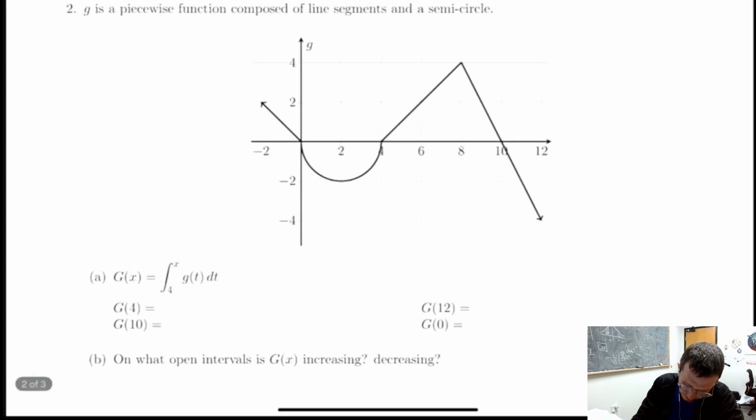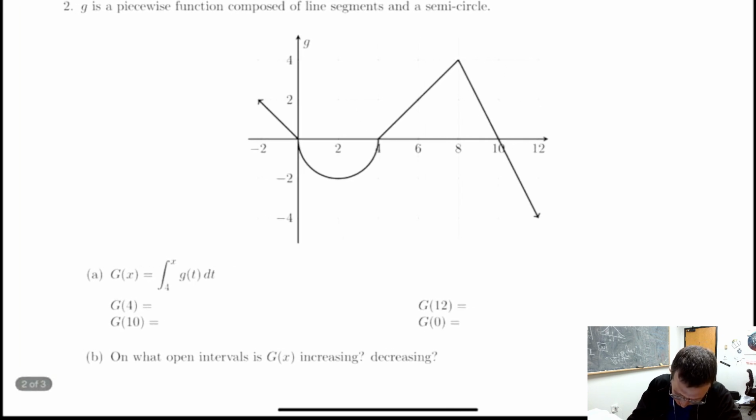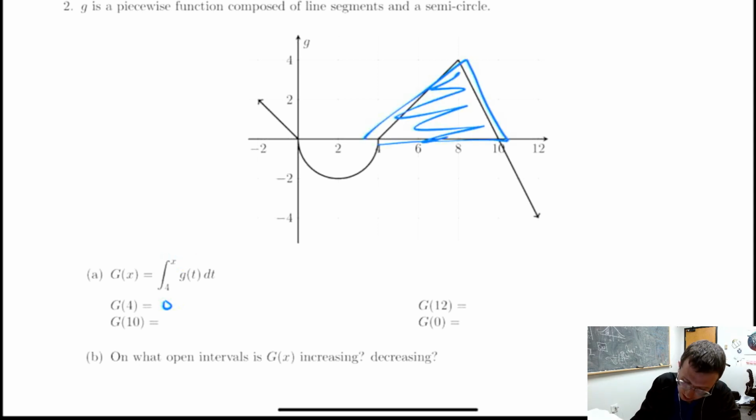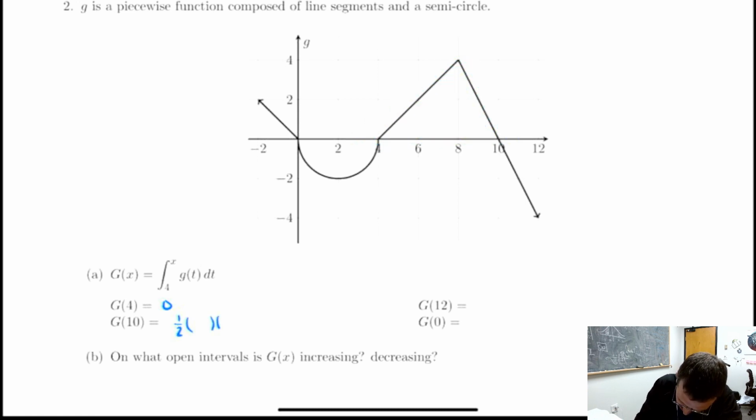So we have a new graph here. Capital G is the integral from 4 to x of little g. So capital G of 4 is 0 because it's the integral from 4 to 4. There's no area. Capital G of 10 is the integral from 4 to 10. That is this area. That's a triangle. So the area is 1/2 base times height. The base goes from 4 to 10, so it's 6. The height goes from 0 to 4, so it's 4, and that comes out to 12.